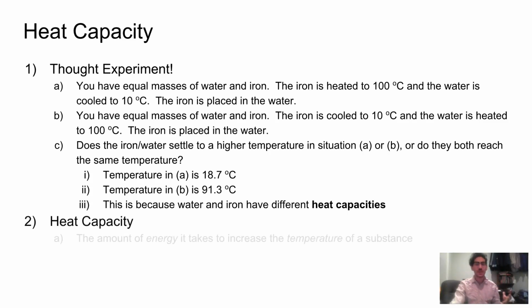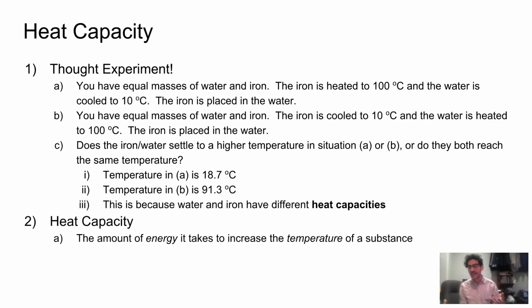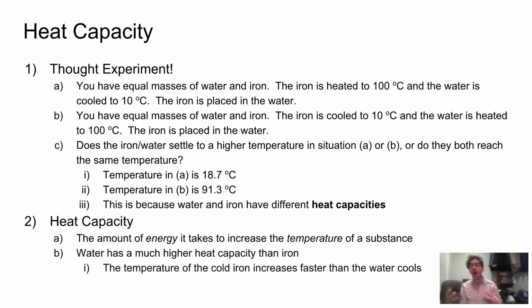Well, heat capacity, what is that? It's the amount of energy it takes to increase the temperature of a substance. So since water has a much higher heat capacity than iron, water is going to cool down in the second situation pretty slowly while the iron heats up a lot. As that water gives energy to the iron, the water's temperature goes down a little bit. The iron temperature goes up a lot more. That same amount of energy moving around.